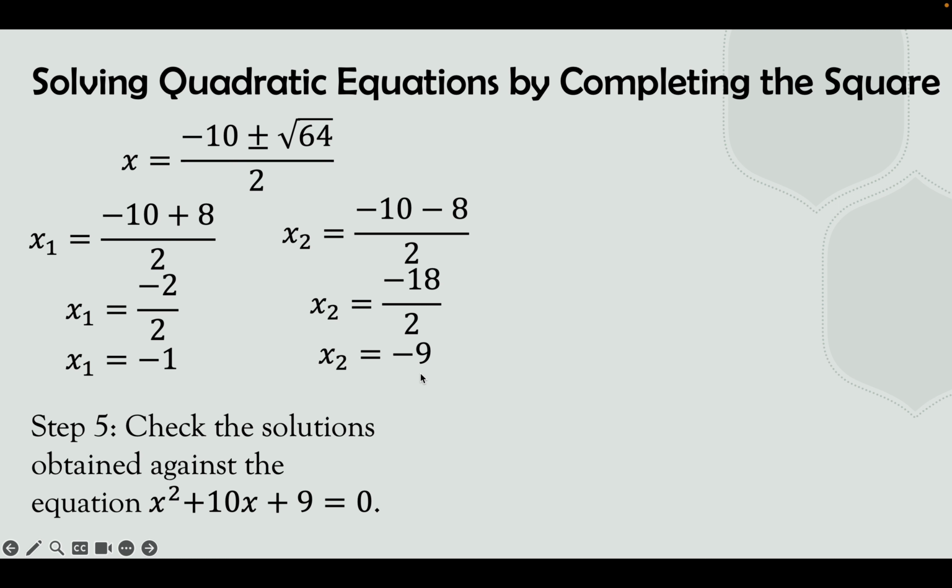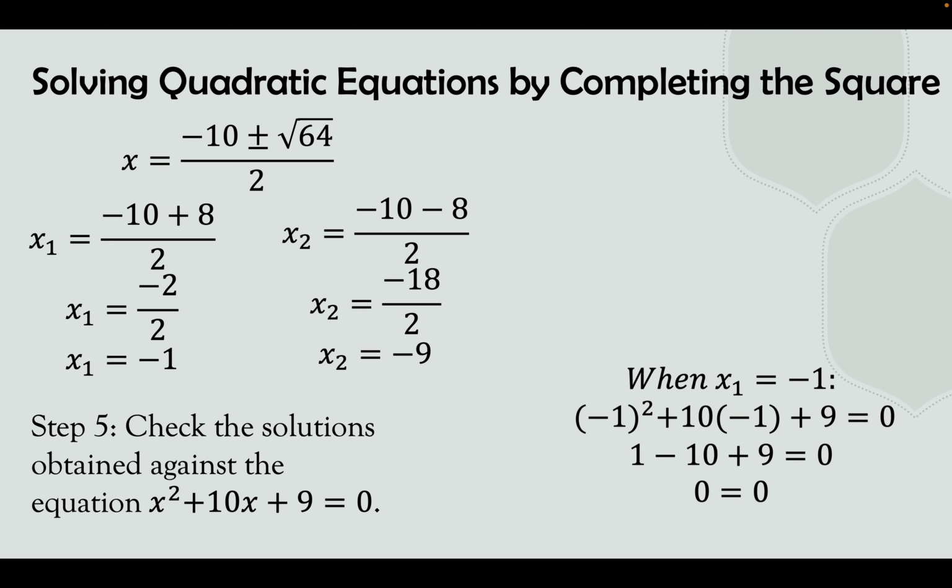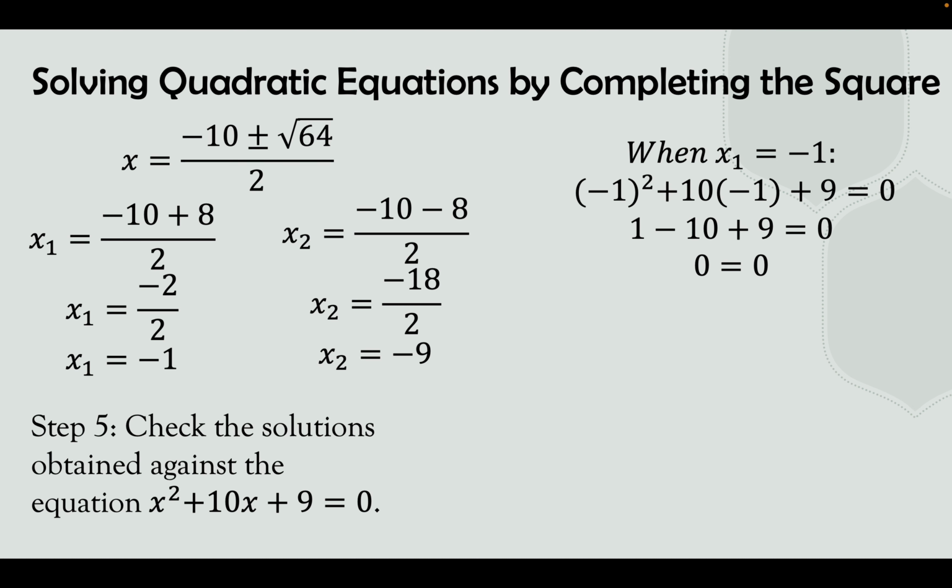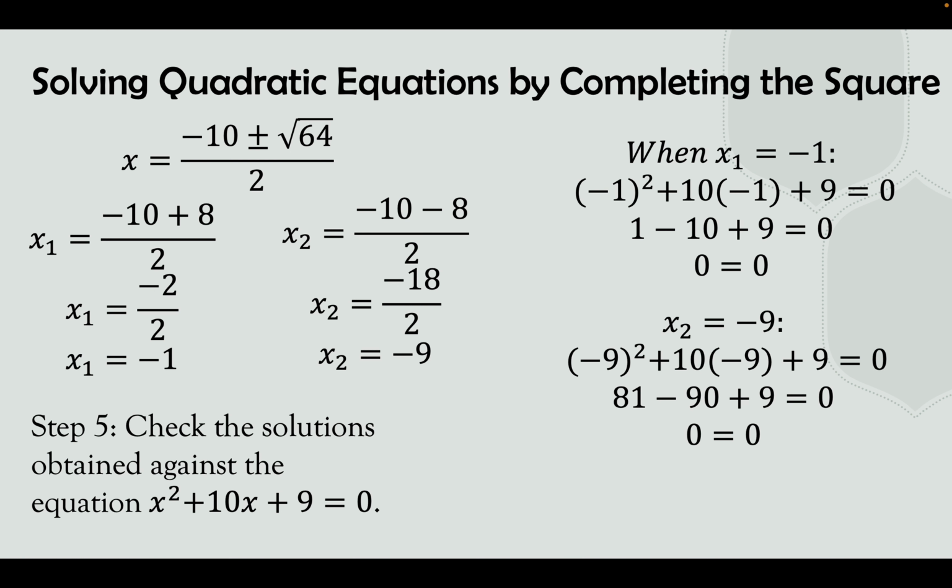So let's check the given values of x by substituting them to the original equation. So we have x sub 1 is negative 1, so we have negative 1 squared plus 10 times negative 1 plus 9 equals 0. So we have 1 minus 10 plus 9, that is 0 equals 0. And our x sub 2 is negative 9 squared plus 10 times negative 9 plus 9 equals 0. Negative 9 squared is positive 81. 10 times negative 9 is negative 90 plus 9 equals 0. So 81 plus 9 is 90 minus 90 equals 0, 0 equals 0.